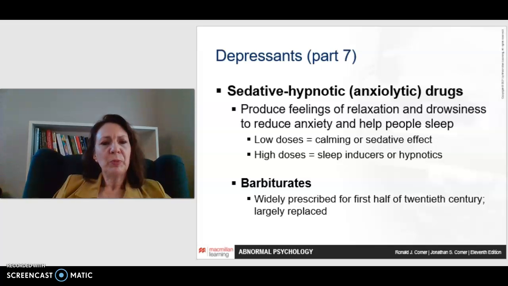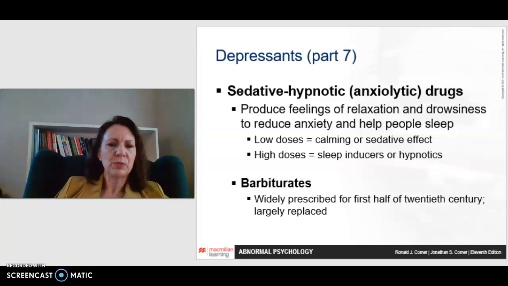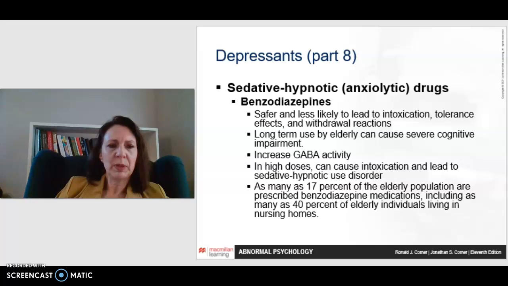The next type of depressant is the anxiolytic or sedative hypnotic drugs. They produce relaxation and drowsiness. Low doses calm people and high doses put them to sleep. Barbiturates used to be the drug of choice for this purpose, but now we rely on benzodiazepines primarily. They are safer and less likely to lead to some of the unwanted effects.